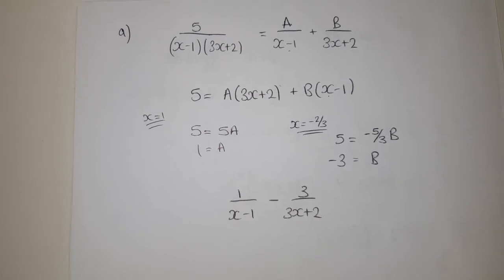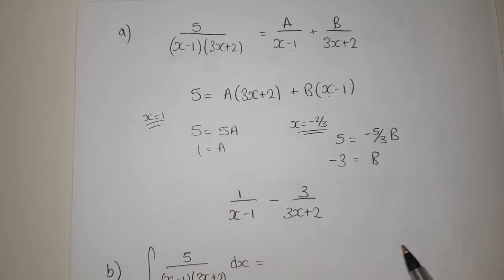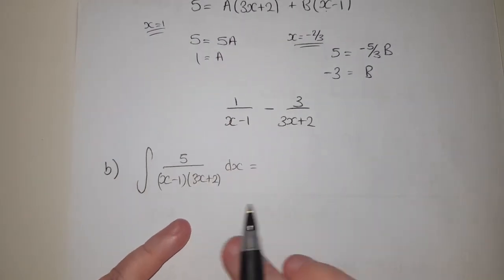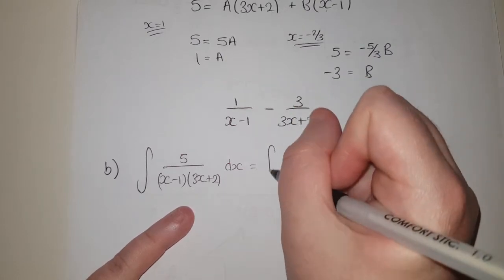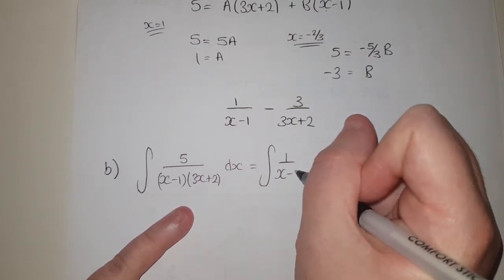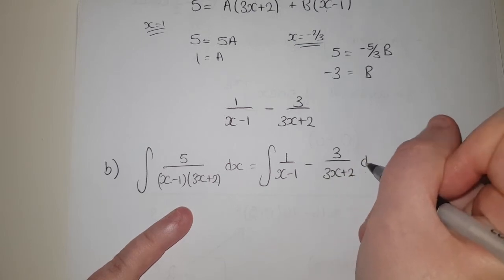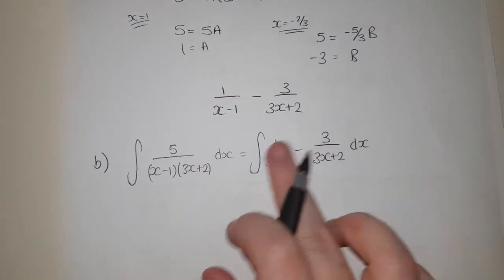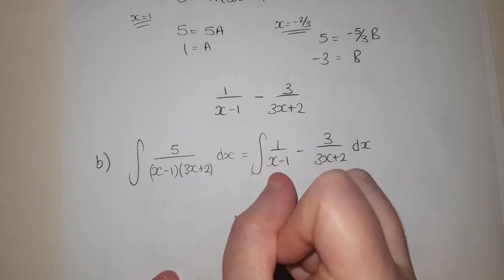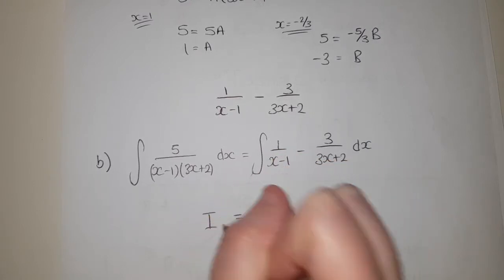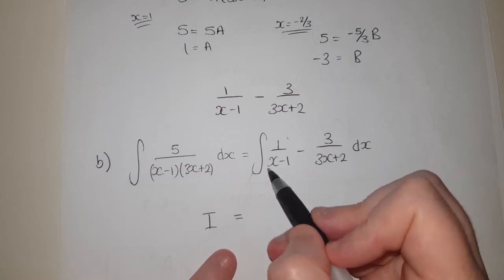Okay, part B is, what they want us to do is they want us to integrate 5 over x minus 1, 3x plus 2. We've just shown that this can be written like this, so I'm going to actually integrate 1 over x minus 1 minus 3 over 3x plus 2. This is much easier to integrate, so our integral becomes this one.